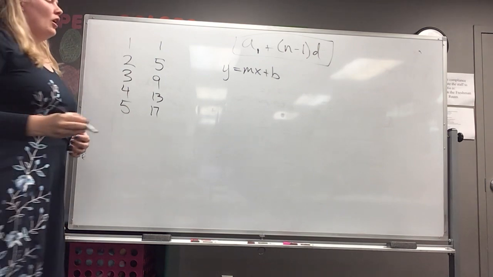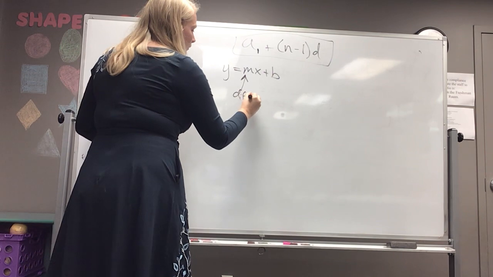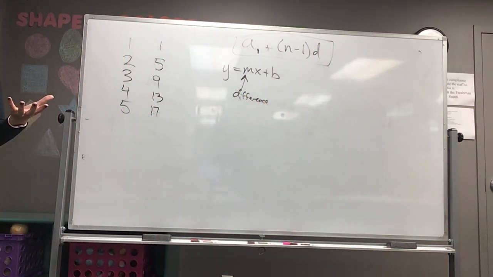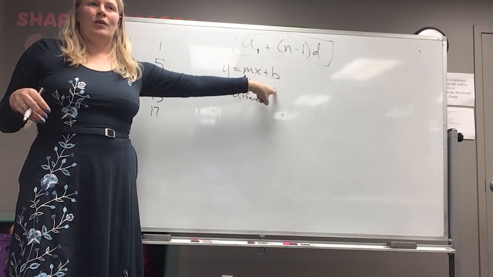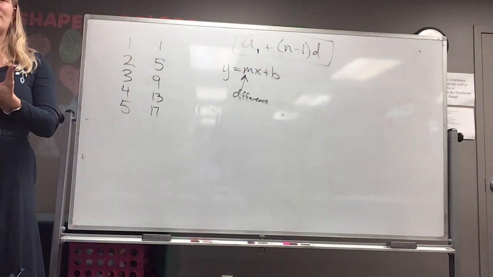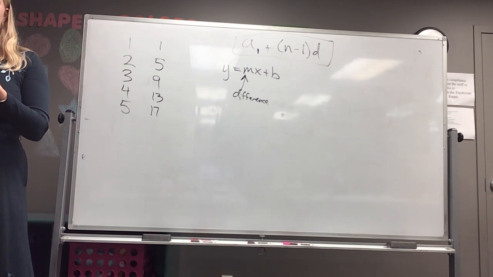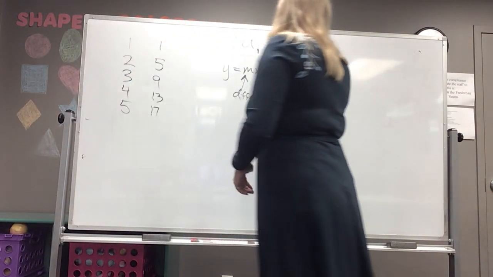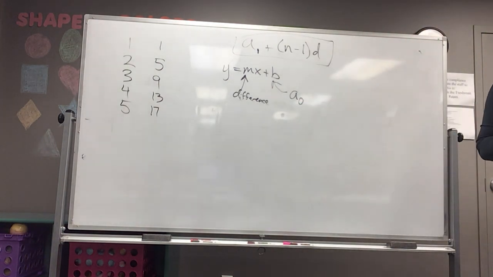So, this common difference is the slope. We're changing by this same amount each time. You guys remember what b is? Y-intercept. It's the y-intercept. What x value is the y-intercept? 0. And so the y-intercept is a sub 0. It's the 0 term.